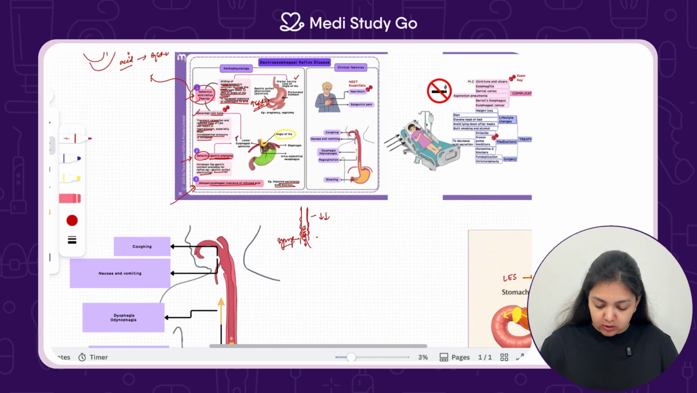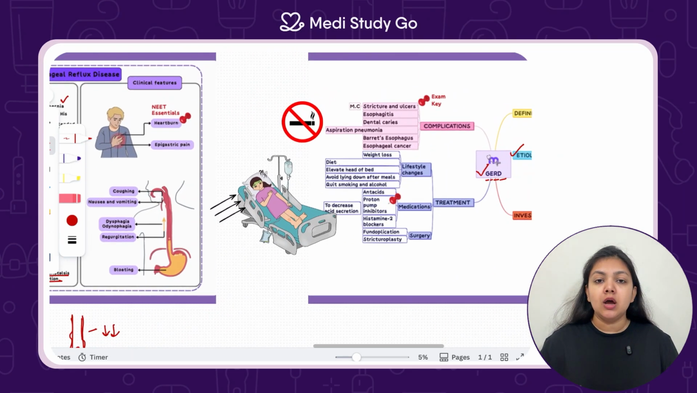So these are the main causes of GERD, which can lead to the reflux of acid or the contents of the stomach into the esophagus, thereby leading to symptoms like heartburn, and can cause chest pain also in some cases, mimicking the chest pain of a heart attack.